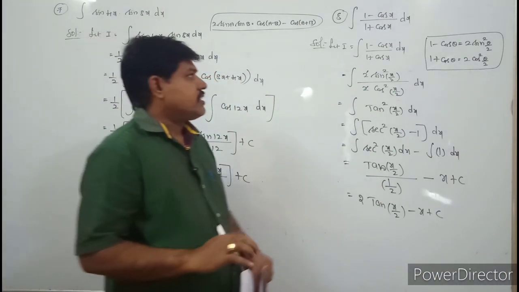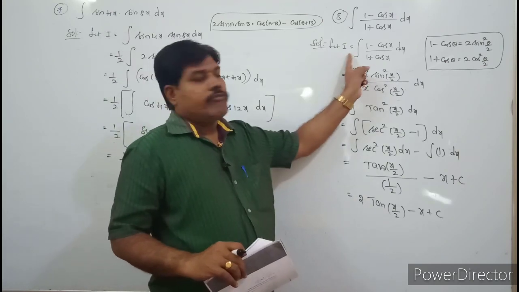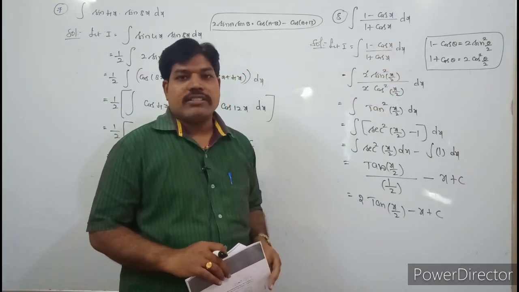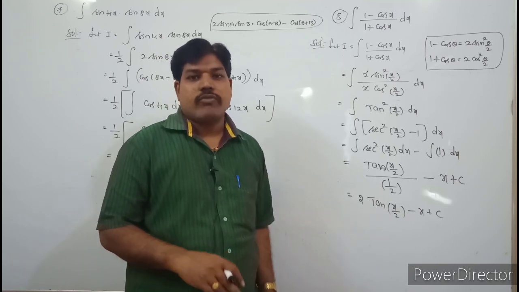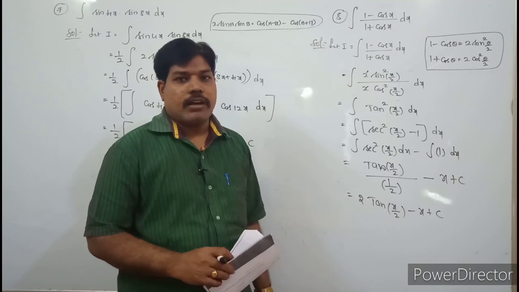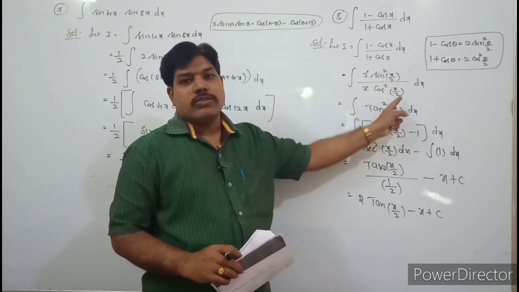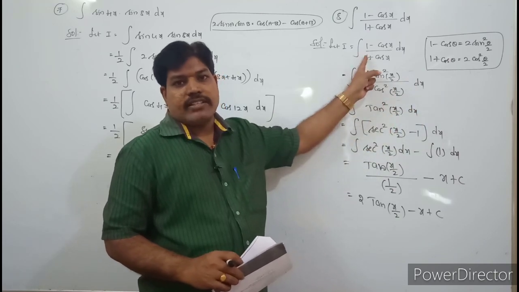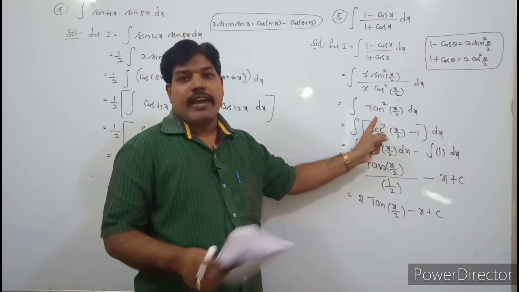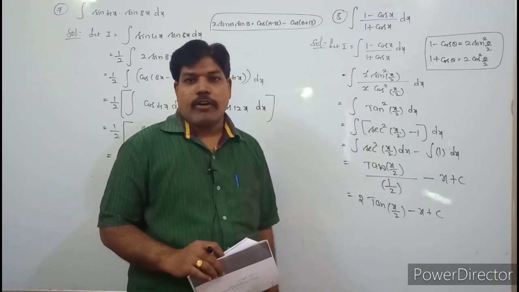So see, students, once again that question. I is equal to integral of 1 minus cos x by 1 plus cos x into dx. What is the 1 minus cos theta formula? It is 2 sin square theta by 2. The 1 plus cos theta formula is 2 cos square theta by 2. So apply the formula here: 2 sin square x by 2 by 2 cos square x by 2. The 2 will be cancelled. So sin square x by 2 by cos square x by 2 will become tan square x by 2.